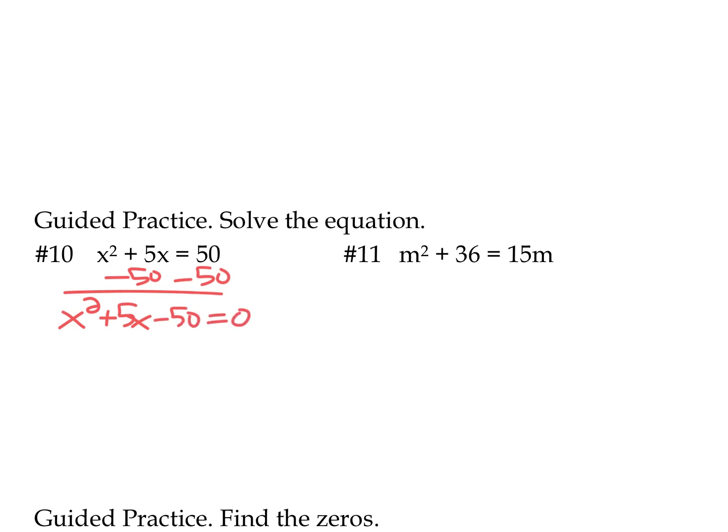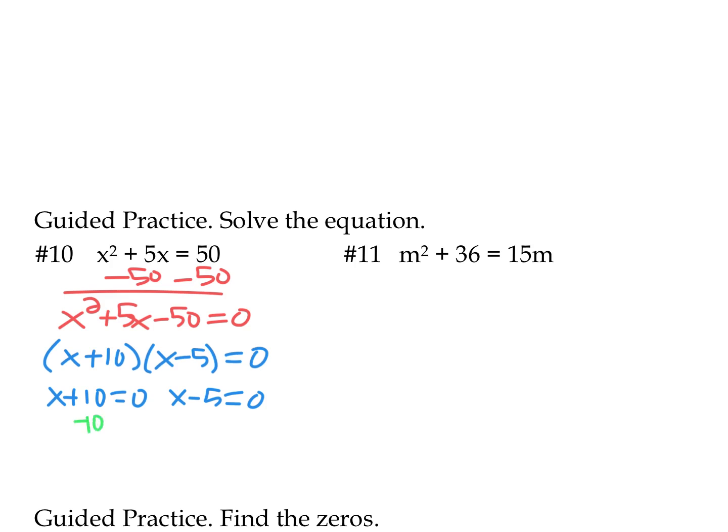And now I can factor that. So I want to factor the left side of this equation. That's going to be x plus 10, x minus 5 equals 0. Those are the numbers that multiply to give me negative 50, add up to positive 5, and I want to set each factor equal to 0. So I'm going to take each factor equal to 0, and then solve the resulting equations. So I'm going to subtract 10 on both sides to get x equals negative 10, add 5 to both sides, and get x equals 5. Those will be my two solutions, negative 10 and 5.